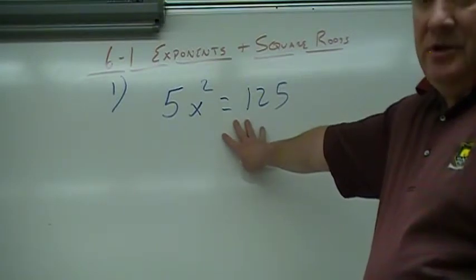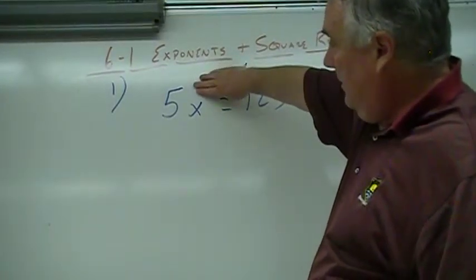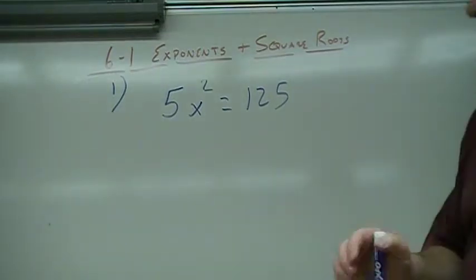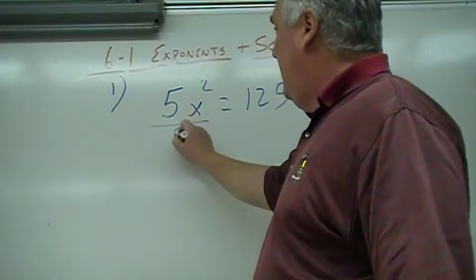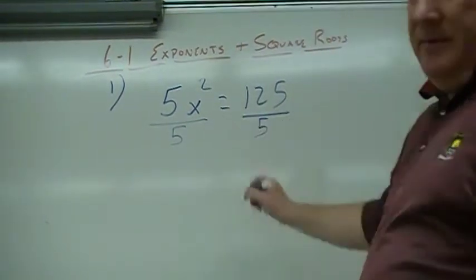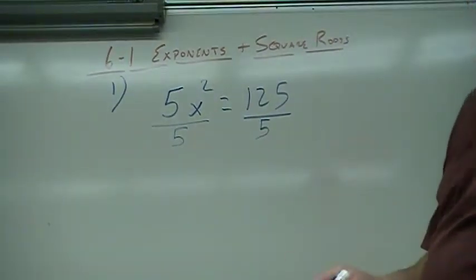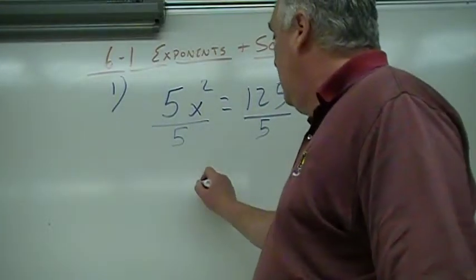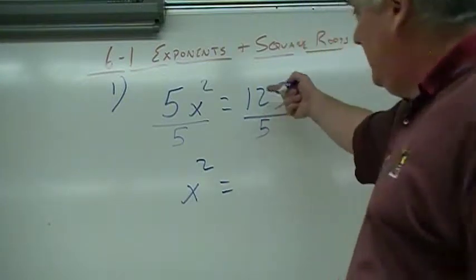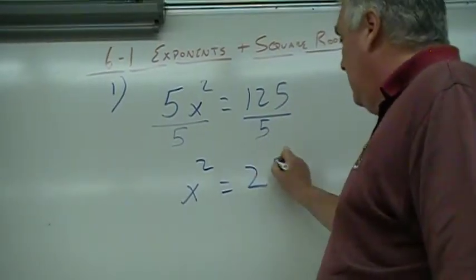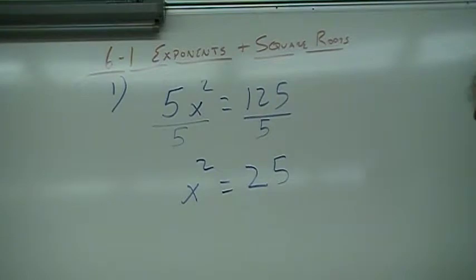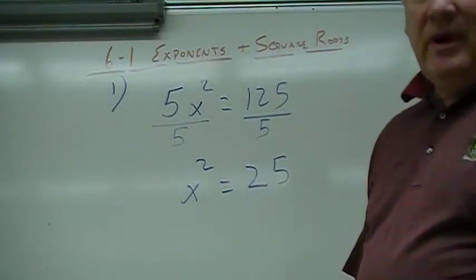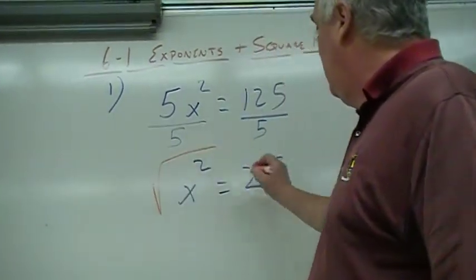So here's the equation. If this wasn't here, all you do is divide by 5. You're still going to do that, okay? Divide by 5, divide by 5. The goal is going to be get the x squared by itself. So x squared equals, and then do this math with your calculator, 25. Here's the important point. We want x by itself. It's x squared. How do we get x by itself?